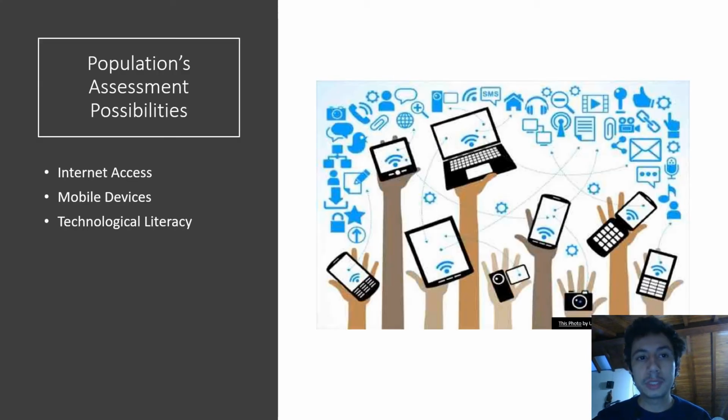Population's assessment of possibilities. This is a population that has the benefit of belonging to a private school, but that doesn't mean they're high income. They're in fact low income compared to global standards. Nonetheless, they have internet access, they have mobile devices, and most of them are literate in technological terms.